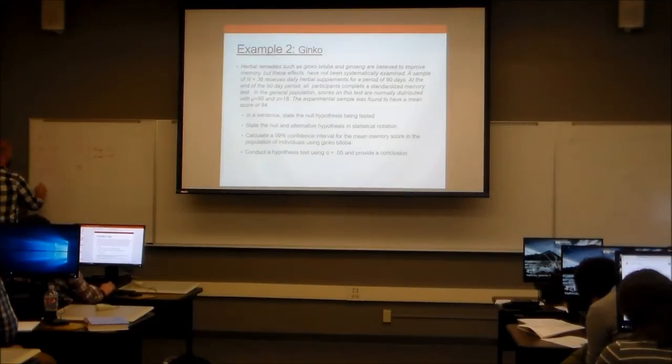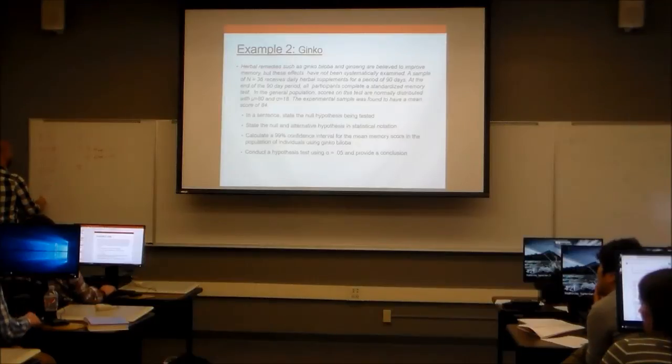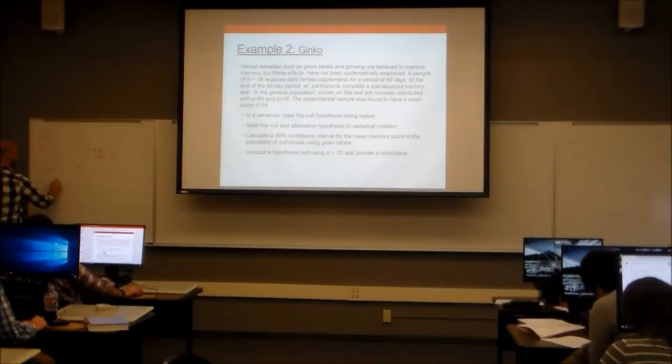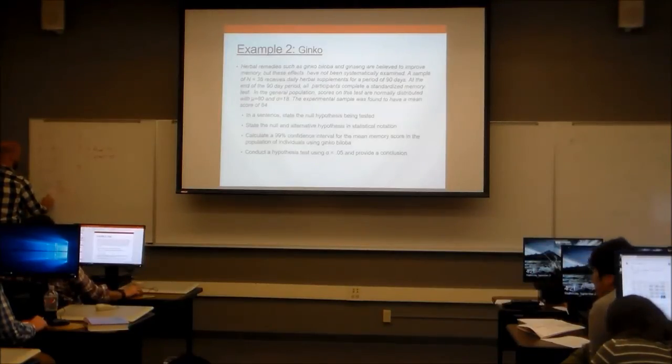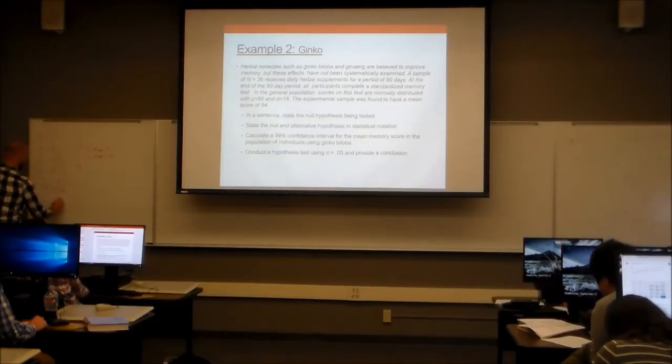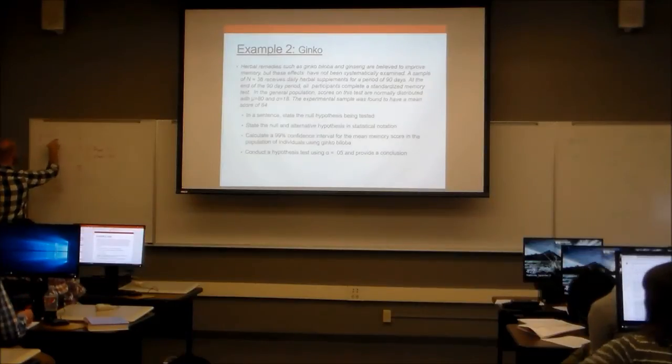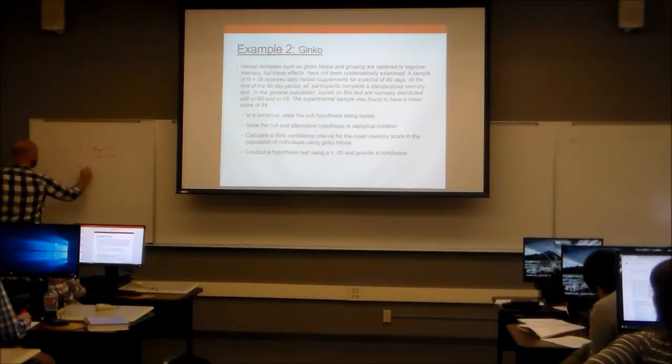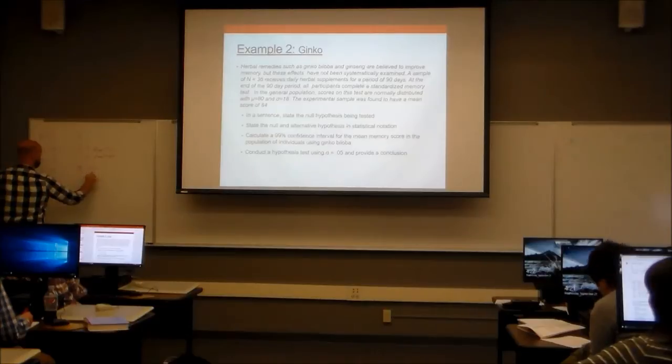Calculate a 99% confidence interval for the mean memory score in the population of individuals using ginkgo biloba. So here, the first thing we need to do is calculate our standard error, which is going to be 18 over the square root of 36. That gives us a standard error of 3.0. And so here we're going to take our mean of 84 plus or minus.